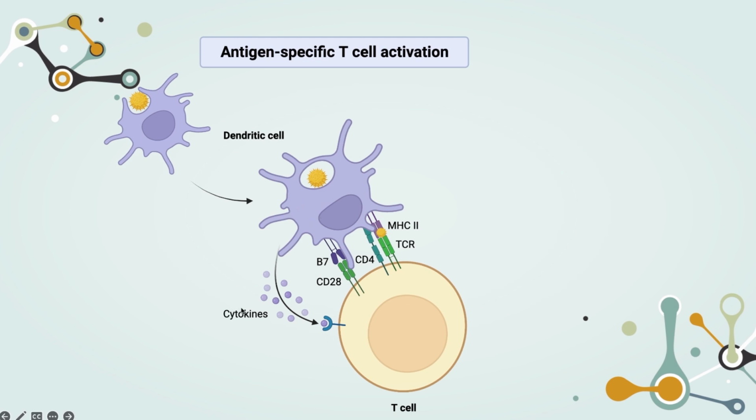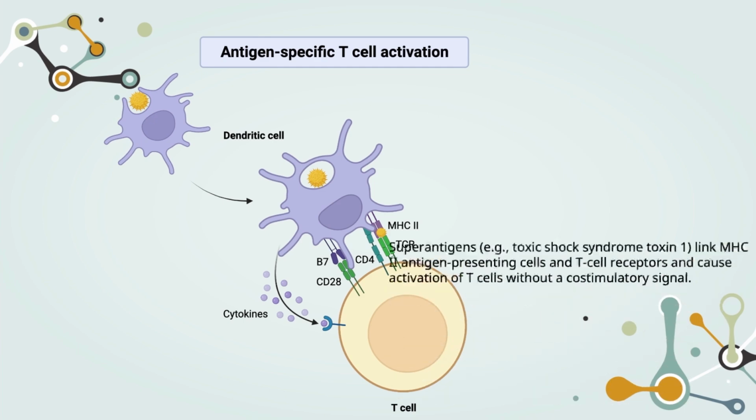Now, depending on the type of cytokine, there will be activation of different kinds of CD4 T cell, which we'll be talking about later. Now, let's look at what happens if there is activation of T cell without a co-stimulatory signal.